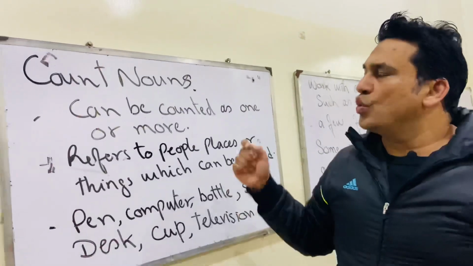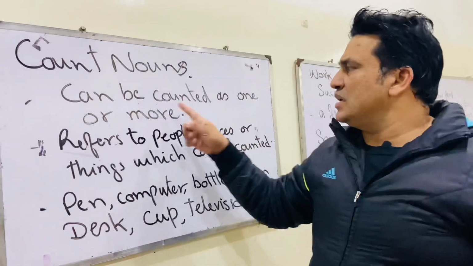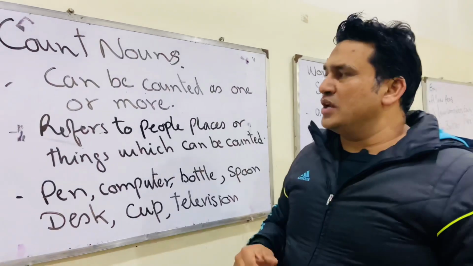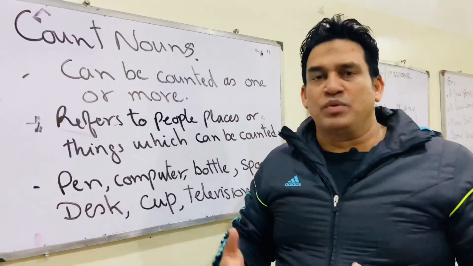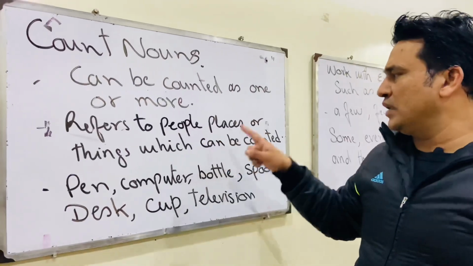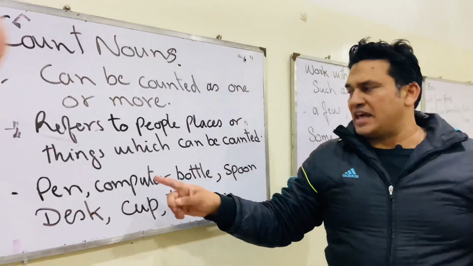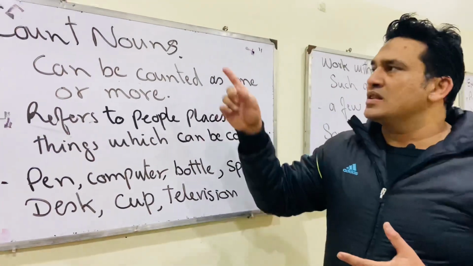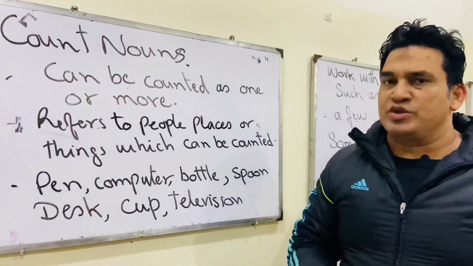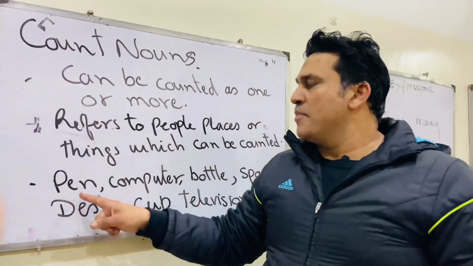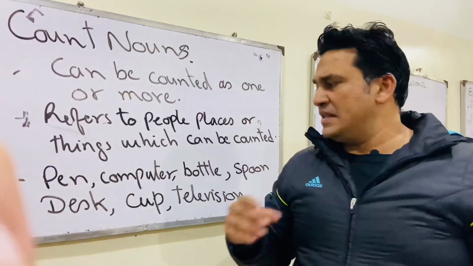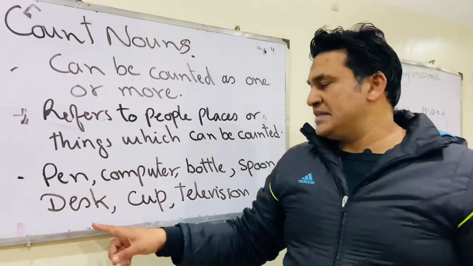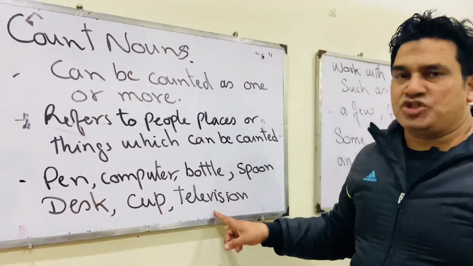What are the nouns which are called count nouns? They can be counted as one or more. You can count them whether they are singular or plural. They refer to people, places, or things which can be counted. All the things which can be counted, the count nouns refer only to those types of things. For example, pen can be counted: 1, 2, 3 pens. Computer, bottle, spoon, desk, cup, television.